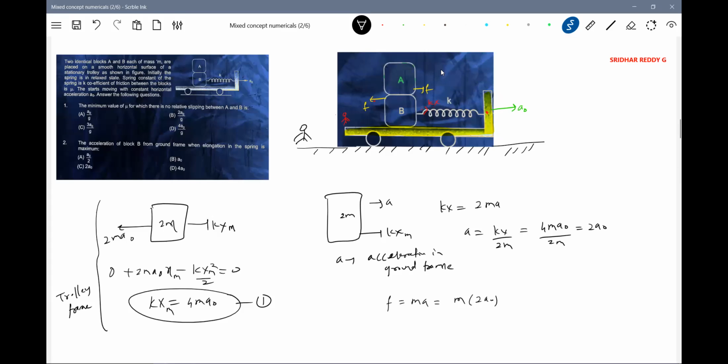The minimum value of mu for this one. So what is the condition for F to be static? So this will become mu mg equal to m 2a naught. So therefore mu equal to 2a naught by g. The question is very beautiful until the student has to break up this problem.